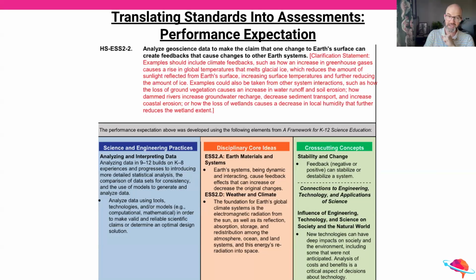And then the DCIs are the knowledge, that's the pieces they need. So if we're not asking about Earth's materials and systems, and if we're not asking about weather and climate, then these are going to be tough questions for students to really grapple with. And then finally, stability and change is the crosscutting concept. So ideally, questions will also involve feedback mechanisms, and students will have to comment on those feedback mechanisms in order to answer those questions.